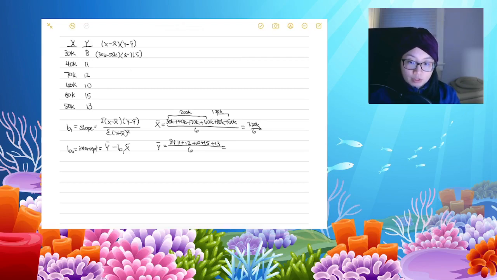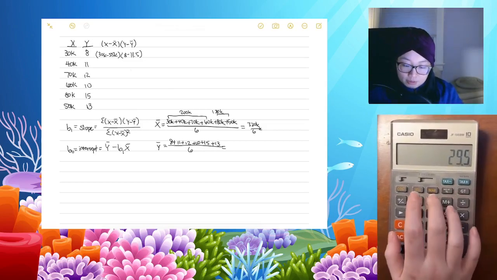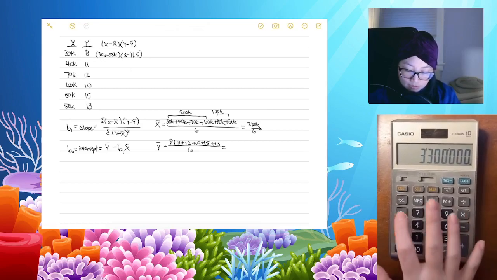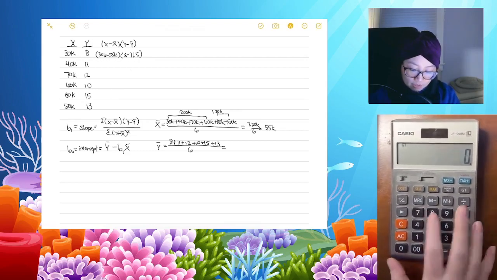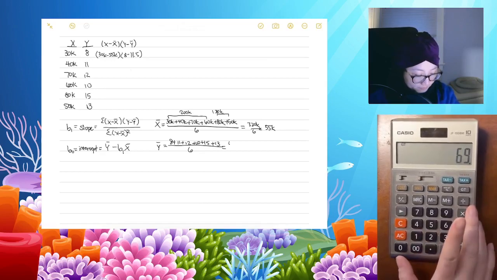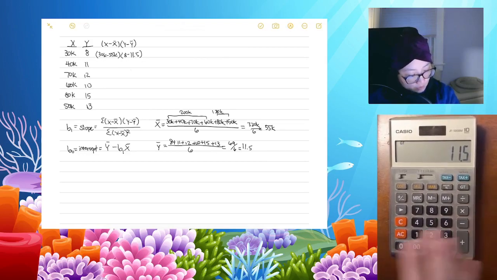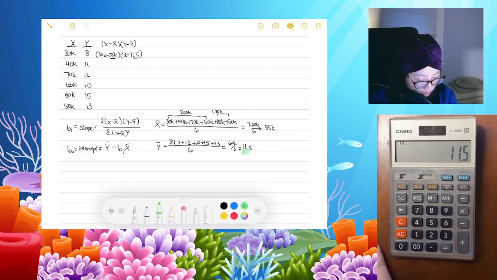What I can also do is turn on my calculator view on the side here. There we go. Let me clear the memory and start from scratch. All right, so we've got 330,000 divided by 6 equals 55,000. We have 8 plus 11, 12, 10, and 13, which equals 11.5. So that's how I got those figures right there. What I'm going to do actually is just highlight this. All right, so you get to see where the values come from.